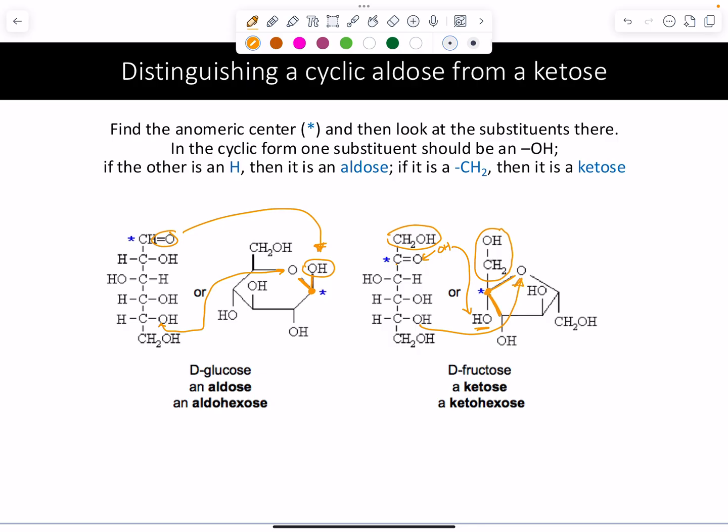All right, so that's how you tell. If you find the anomeric carbon, and it just has an OH and a hydrogen, it's an aldose. And if it has an OH and a carbon with stuff attached, it's going to be a ketose.